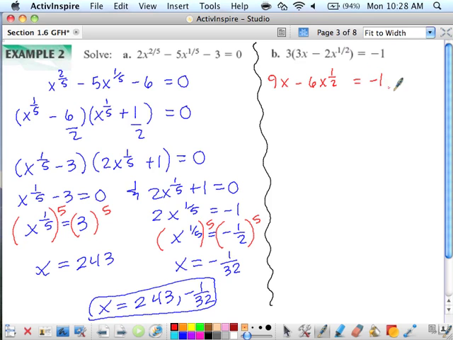equals -1. And since these have fractional exponents, and we're going to try to solve them by factoring, since there's more than one term, let's get it equal to 0. So we have 9x minus 6x to the 1/2 plus 1 equals 0. So take a couple of minutes and see if you can figure out how to factor that.